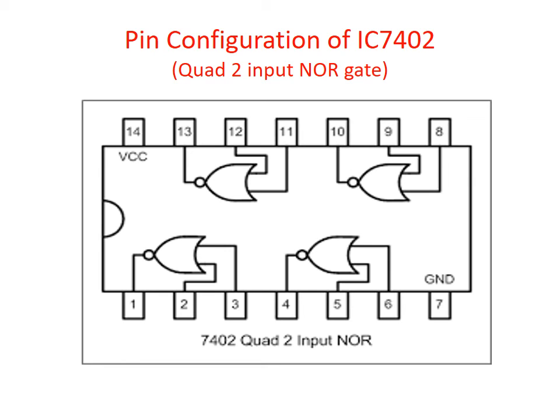Pins 2 and 3 are inputs, 1 is output. 5 and 6 are inputs, 4 is output. Pin number 7 is connected to ground. 8 and 9 are inputs, 10 is output. 11 and 12 are inputs, 13 is output. 14 is connected to VCC. This is known as the pin configuration of the IC.